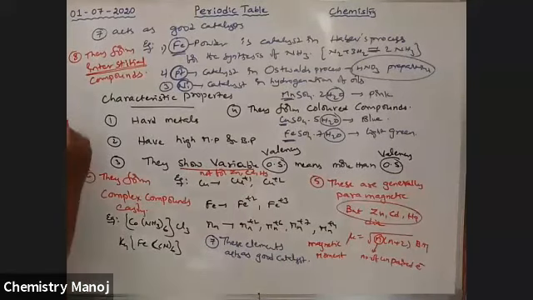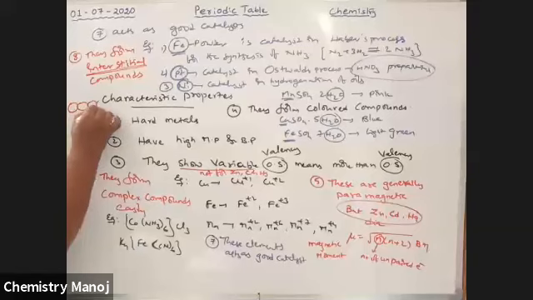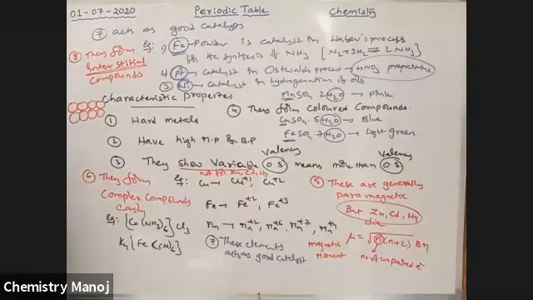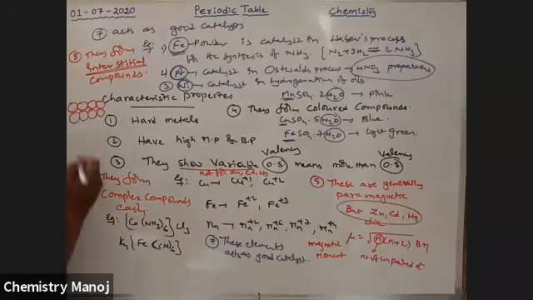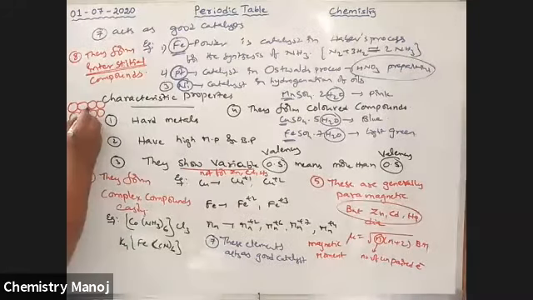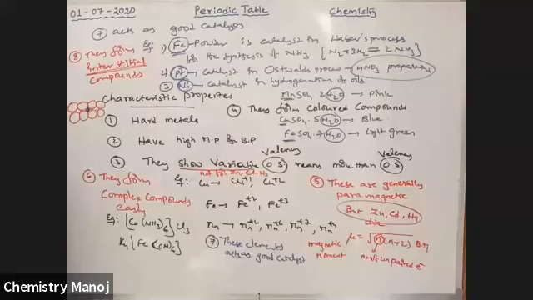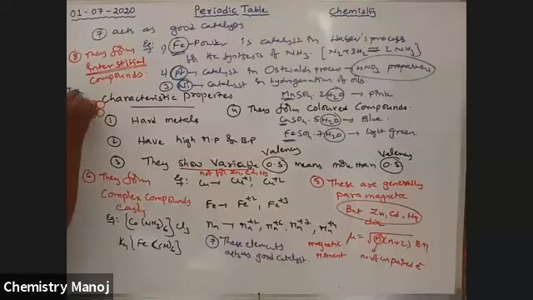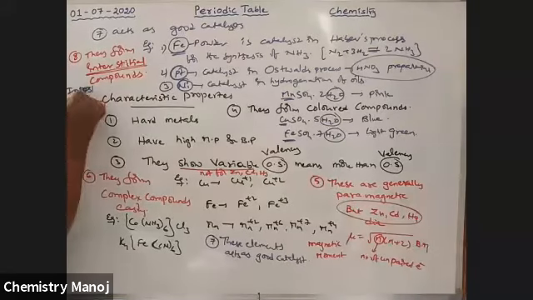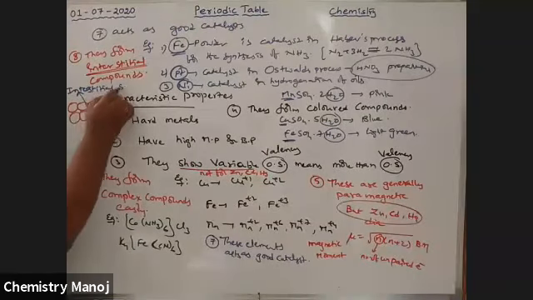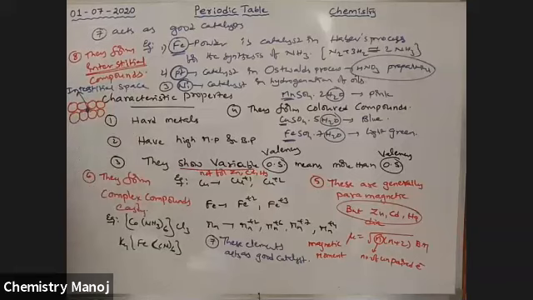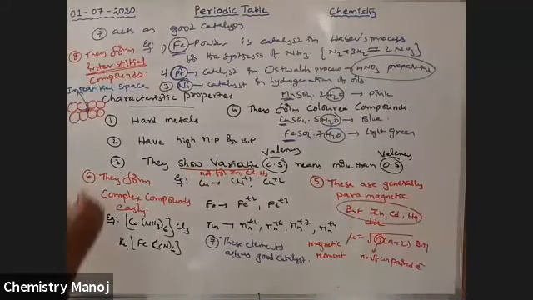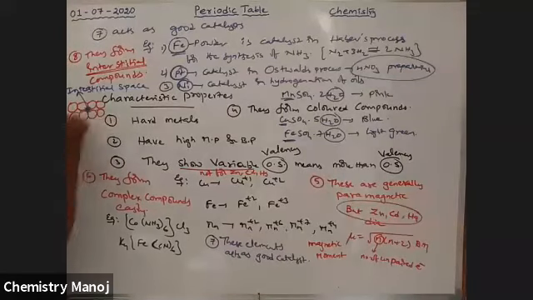Interstitial means, see here, there is a solid. These are the solid atoms. So there is a gap between the atoms in the solid. See, this blue shade is the gap between the solid atoms. This gap is called the interstitial space. That interstitial space is occupied by another compound.